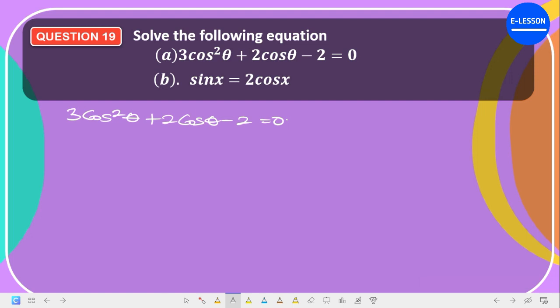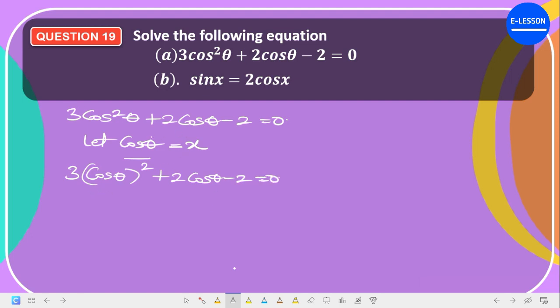Are we getting it now? And that is what we are going to be doing. If we approach this question the way it is, it may prove very difficult to solve. So what do we do? We can say, let cos theta be equal to x. Now, if cos theta is equal to x, wherever we see cos theta, what do we put? We put x. Do you know that 3 cos square theta can also be written as 3 cos theta then square? Yes, that is true. Then plus 2 cos theta minus 2 is equal to 0.